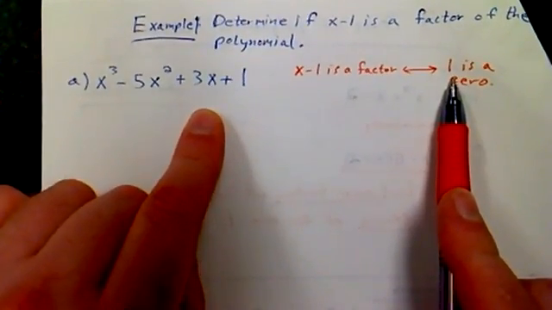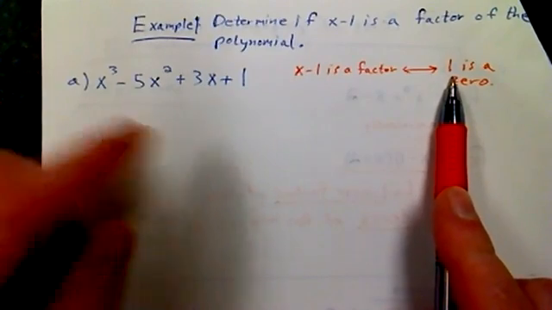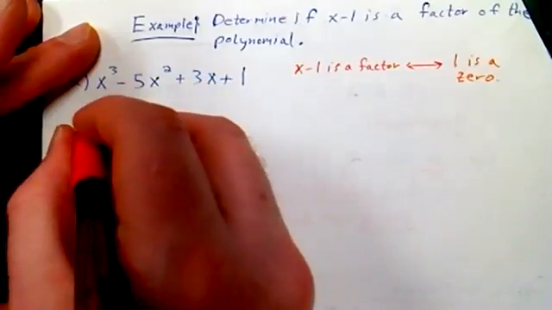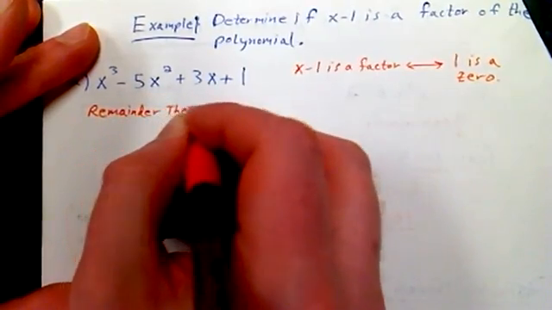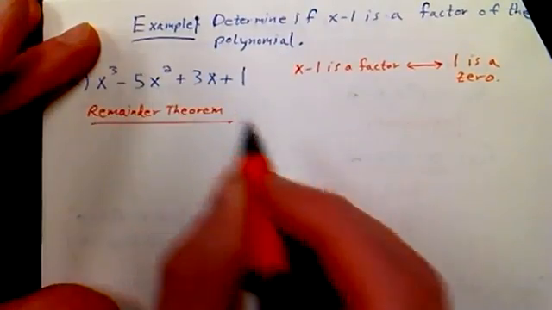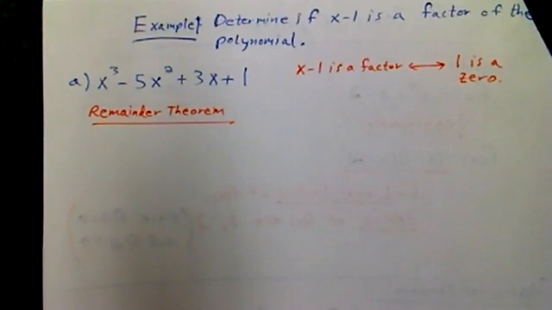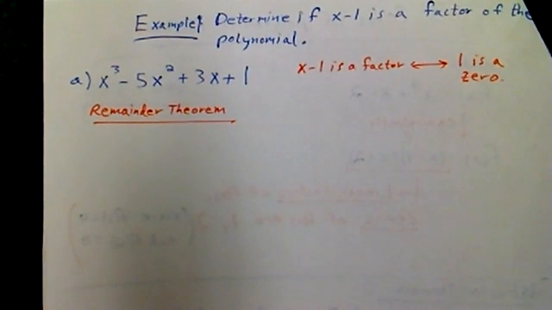But another option that's going to be very useful for us is going to be able to use that remainder theorem. Okay, now the remainder theorem was from 3.2. I believe I mentioned it in the last section, but just in case I didn't, let's take a quick look at it.